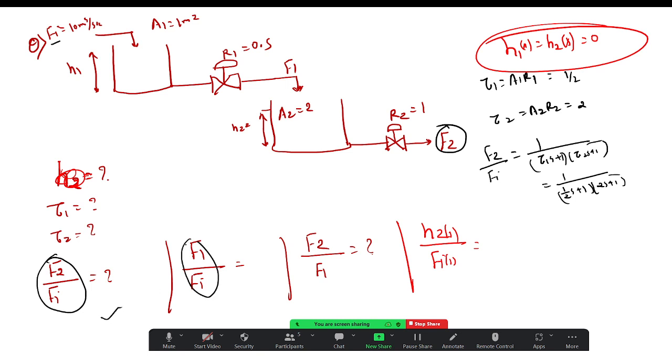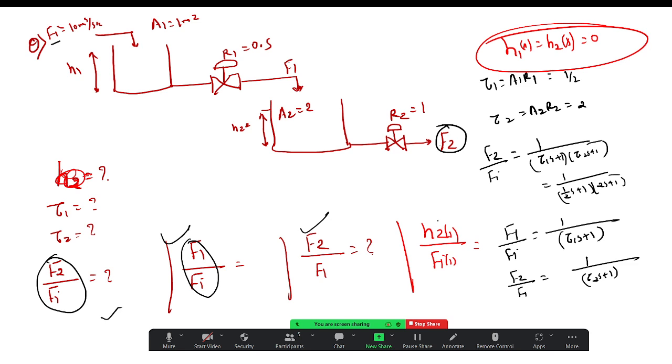What is F1 by Fi? So the value of F1 by Fi is equal to 1 upon tau 1 s plus 1. That's it. What is F2 by F1? F2 by F1 is again 1 upon the transfer function of this one, tau 2 s plus 1. So you solve this one.